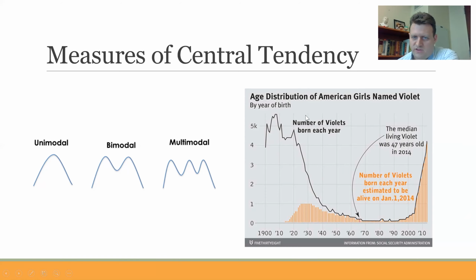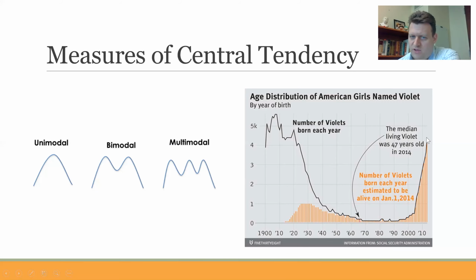There's a ton of Violets in the early 1900s, and then the name kind of dies off and no one names their kid Violet. And then all of a sudden there's a resurgence where lots of parents name their baby girls Violet. So I might describe this distribution as being bimodal. There's a mode here in the early 1900s, and there's a mode right here around 2010. So that's how I would describe this distribution.